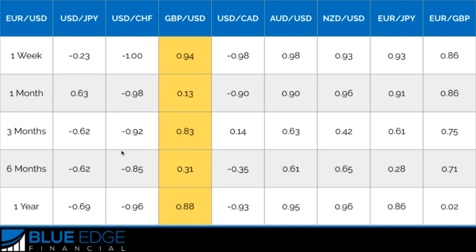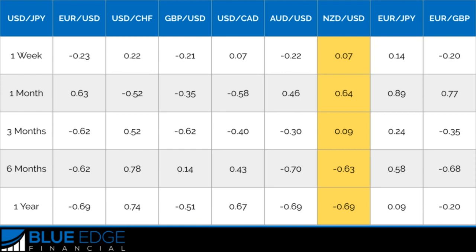Or look at the Euro USD and GBP USD. The 1 week period would tell us that they are very strongly correlated with a 0.94 correlation coefficient. But then the 1 month period shows us that it drops all the way back down to 0.13 and then back up to 0.83 for the 3-month period. It keeps moving from being positively correlated to not correlated at all.